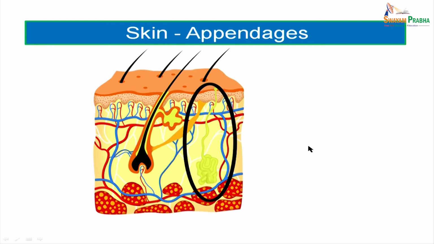The next appendage is the sweat gland, or otherwise called sudoriferous glands. Now, each of these glands has a coiled basal portion and an elongated conducting portion which pierces the epidermis and opens into the exterior. Now, there are 2 varieties of sweat glands. You have eccrine glands and you have apocrine glands.